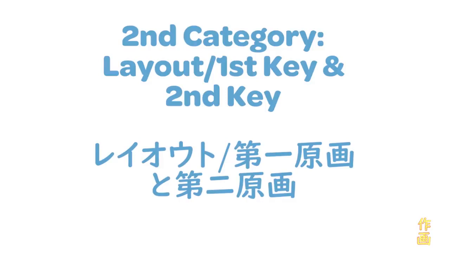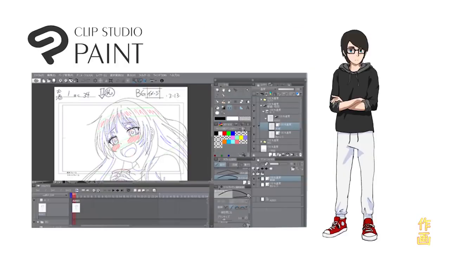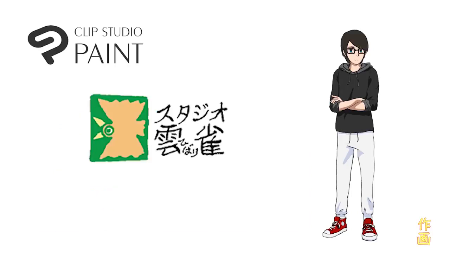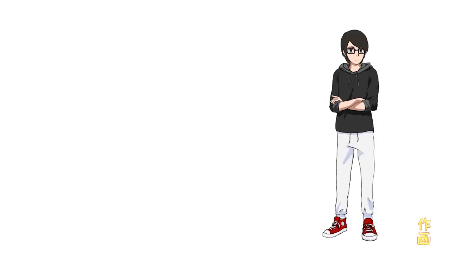For layout and second key, the most common drawing software right now that's getting used for layout and genga is probably Clip Studio Paint. It can handle almost the entirety of the pipeline all the way up to doga. Studio Hibari has implemented it for a full paperless process, and many other studios are using it as part of their workflow for character and background sheets, layout, second key, and doga.